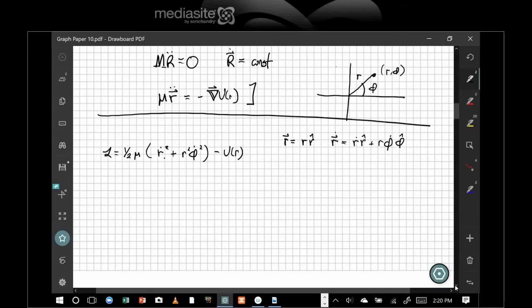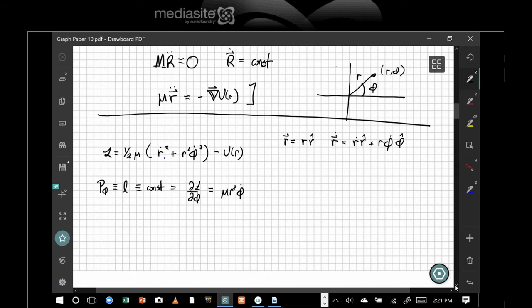L is going to be equal to 1/2, instead of mass, it's mu, so it's mu times r dot squared. But what is r dot squared? That's going to be equal to r dot squared, now again that's the scalar thing, plus r squared phi dot squared, minus u of r. Okay, so that's my simplified Lagrangian. Now, still the problem is two-dimensional, obviously, because I'm moving in a 2D plane. Okay, so let's get the equations of motion from that.